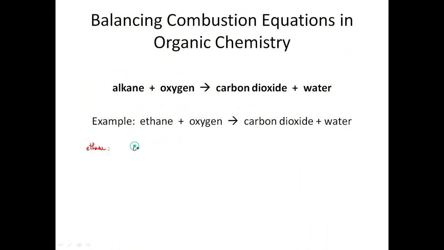Welcome back to Chemistry with Miss B, and now we're going to be doing balancing combustion equations in organic chemistry. Whenever alkenes or alcohols are burned in air, they produce carbon dioxide and water. Balancing these equations can be quite tricky.